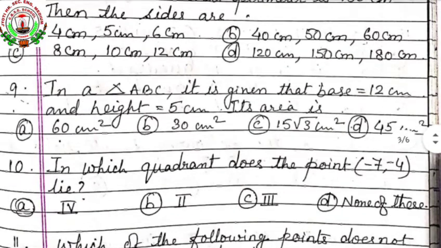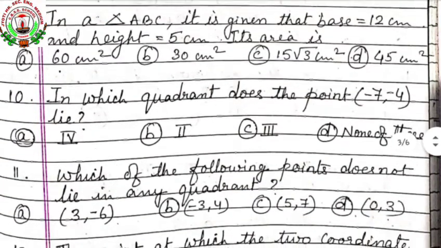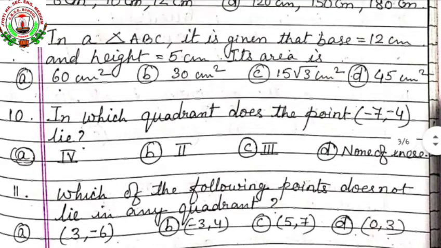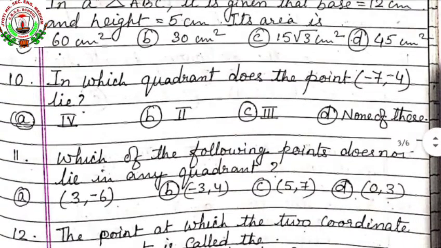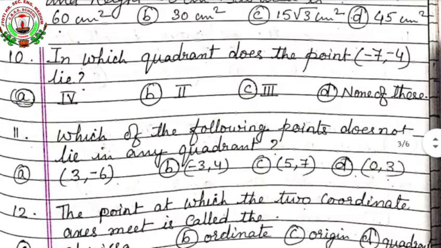Now 10th one, in which quadrant does the point -7, -4 lie? 4 options are given, so you have to see the point, minus x value and minus y value. So see in which quadrant it lies. Then 11th question, which of the following points does not lie in any quadrant? Means out of the 4 options, one option does not lie in any quadrant, it lies on the axis. Which point is that? You have to find out.